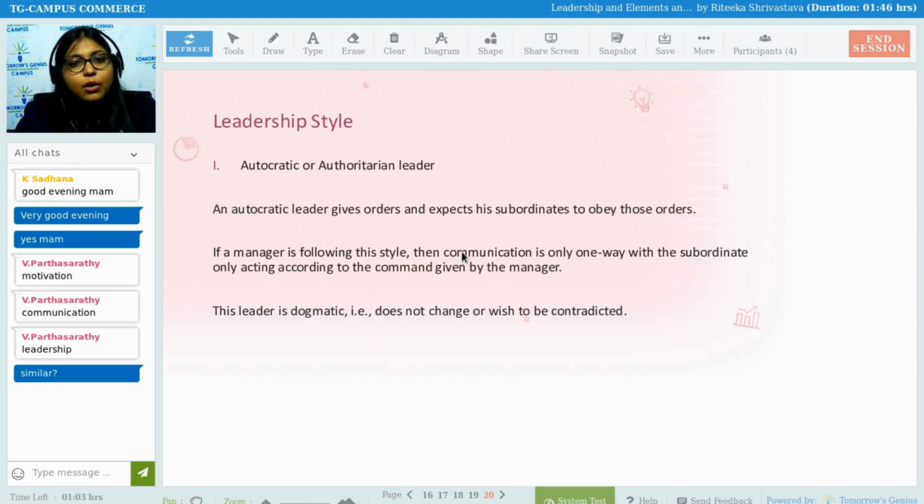First, autocratic, which is also known as authoritarian leader. So it is also called autocratic or authoritarian leader. Okay. First of all, you all give it a read, then I will explain.